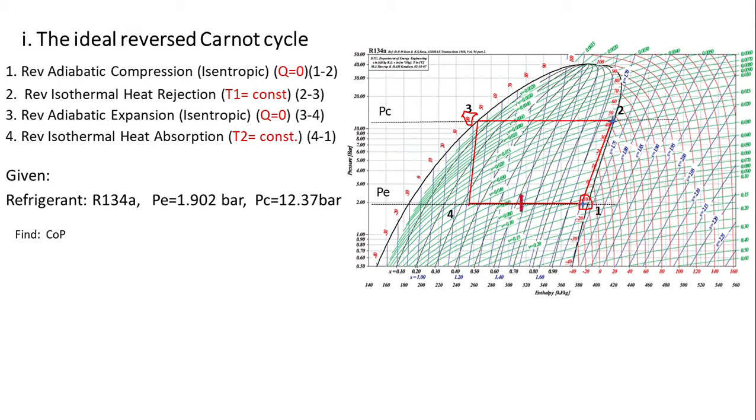For finding out the COP you should know that 4 to 1 is the constant temperature heat absorption, and that we are calling Q2. That is occurring in the evaporator, so that is the heat absorption in the evaporator. Then Q1 is the heat rejection in the condenser.